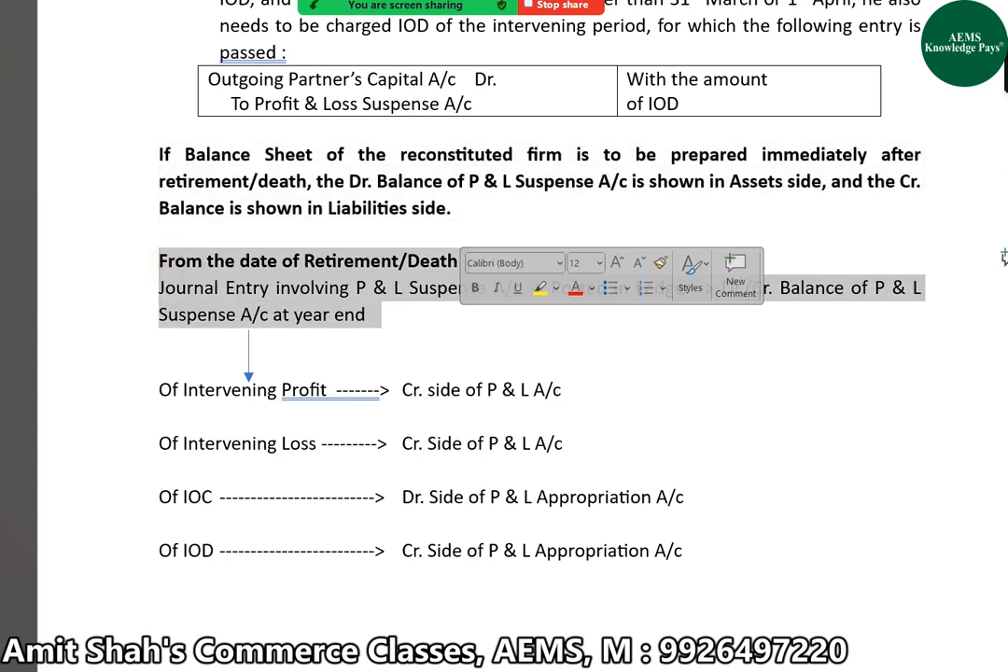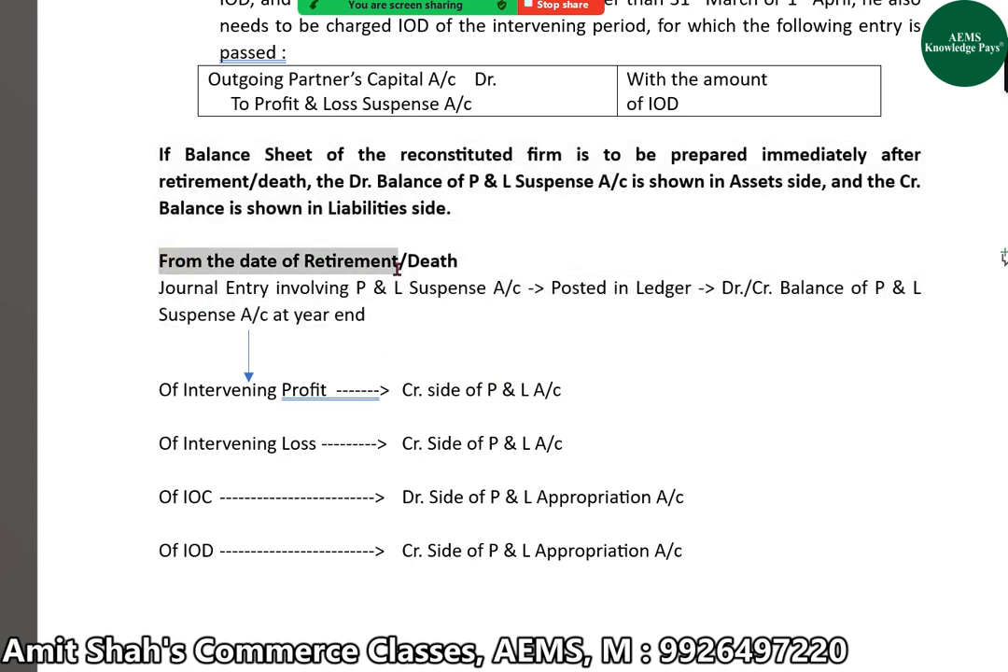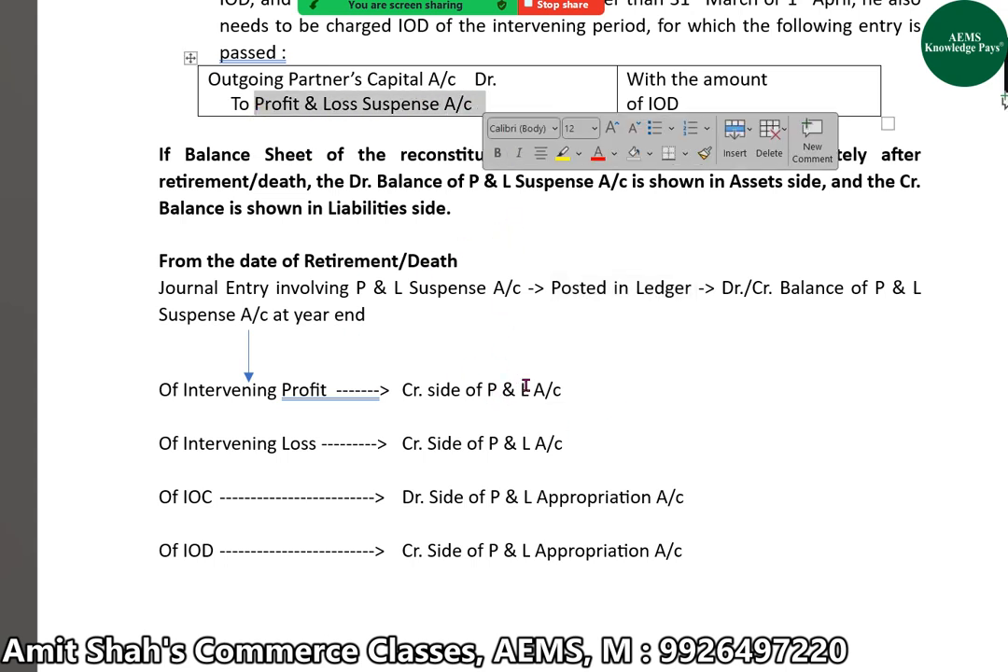is this thing, Abir. From the date of retirement or death, we pass some journal entries in which we have P&L suspense account. Correct or not? Like this one. Yes. Now, after passing the journal entry, what will you do? You will post that in the ledger. When you post that in the ledger, you have to open this account, P&L suspense account, because this account was not there in your ledger earlier at all. Yes or no?